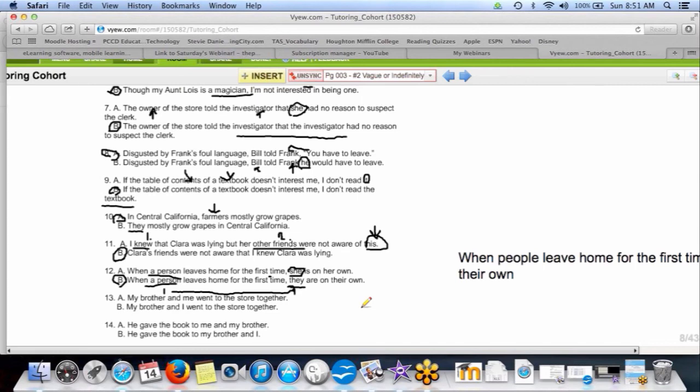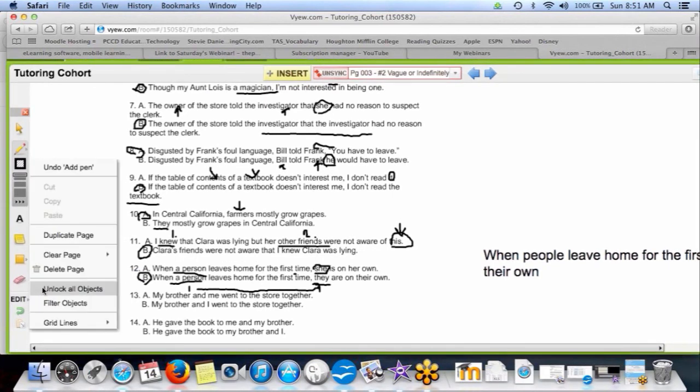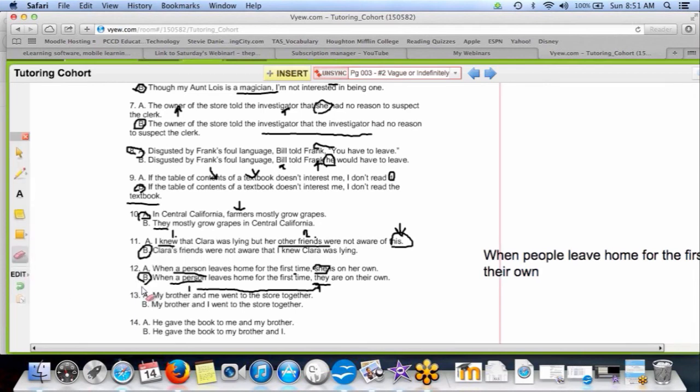Okay? But here, A is the correct answer. I didn't mean to circle B, so let me get rid of that. So when you go back, I get my eraser here. Okay, so let me take out B. So the right one is A.